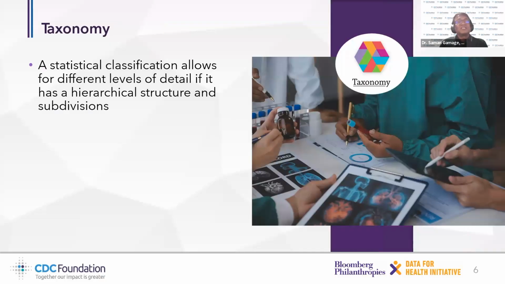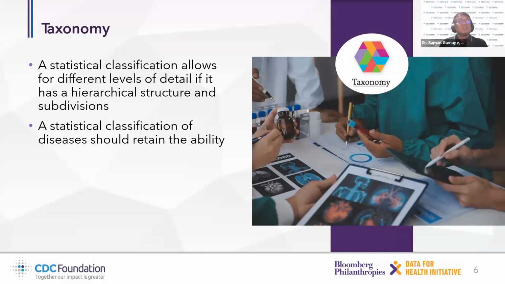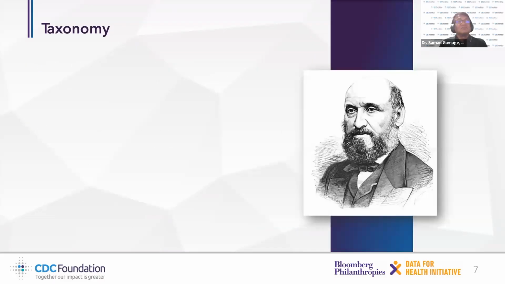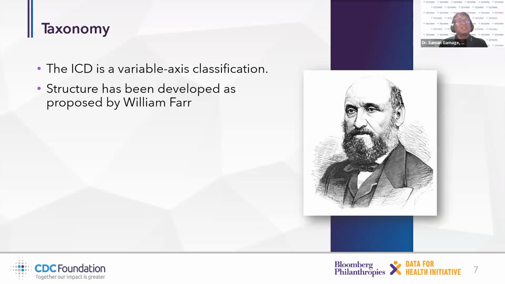A statistical classification allows for different levels of detail if it has a hierarchical structure and subdivisions. A statistical classification of diseases should retain the ability to identify specific disease entities and to allow the statistical presentation of data for broader groups. ICD is a variable axis classification.